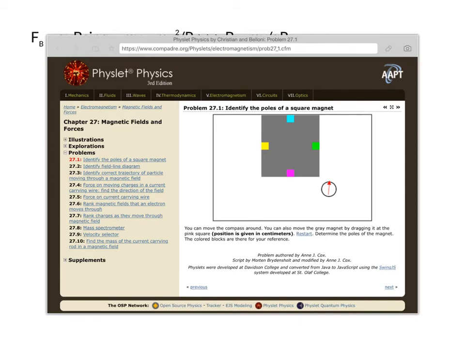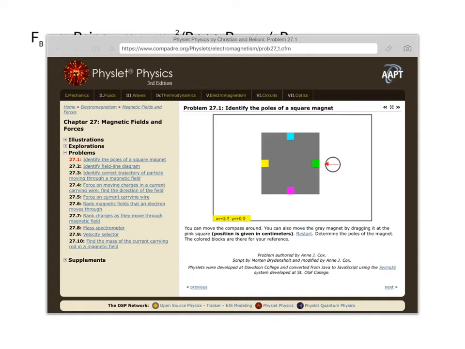Okay, here's problem number 1. And we can move this compass needle around. And using this, we can identify the poles. Also notice that you can move the magnet itself. If you grab this, we can move it into the center.